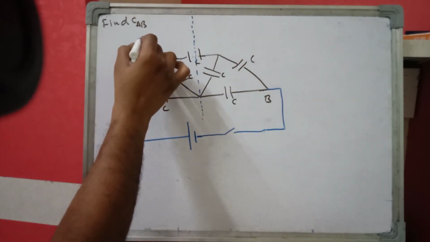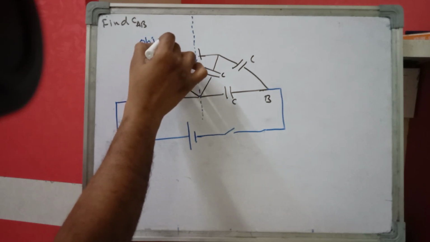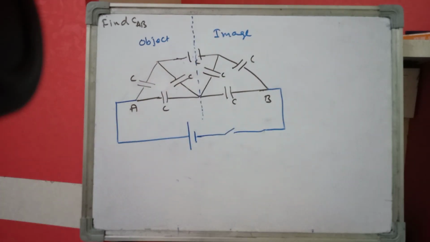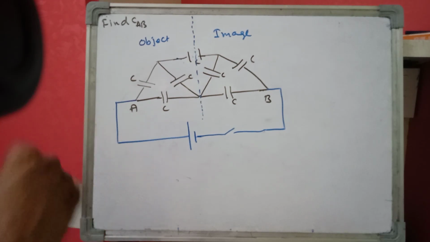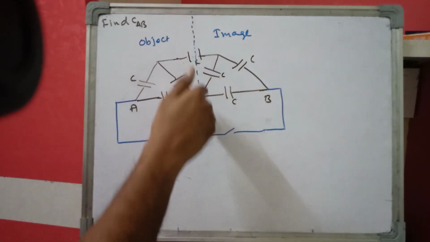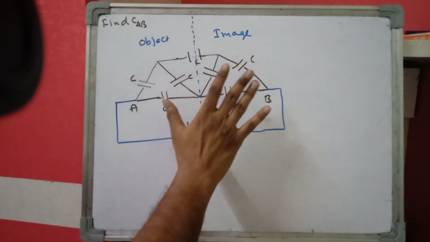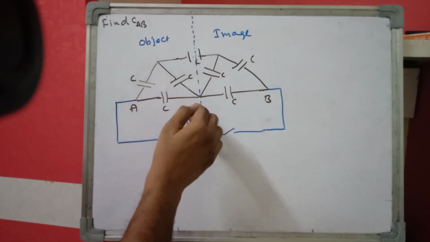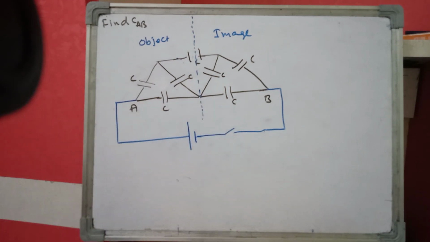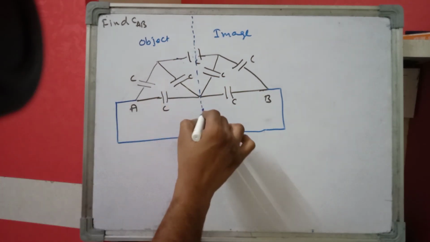So if this is the object, then the other side looks like the image of this object or not. Whenever you encounter this type of problem, we can solve it by using the equipotential surface method. Say on this line which bisects the entire circuit diagram equally, the potential at all these points is the same. This surface is known as an equipotential surface.